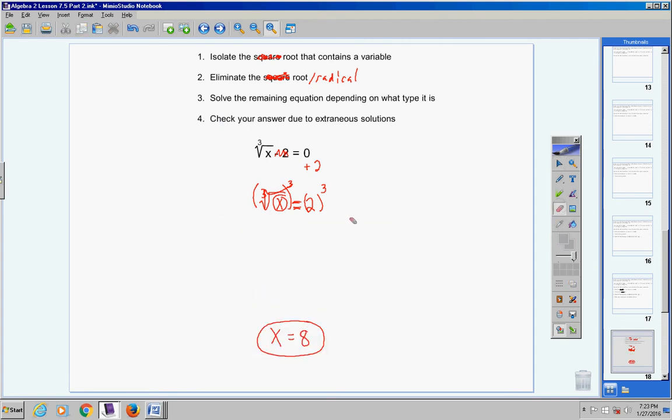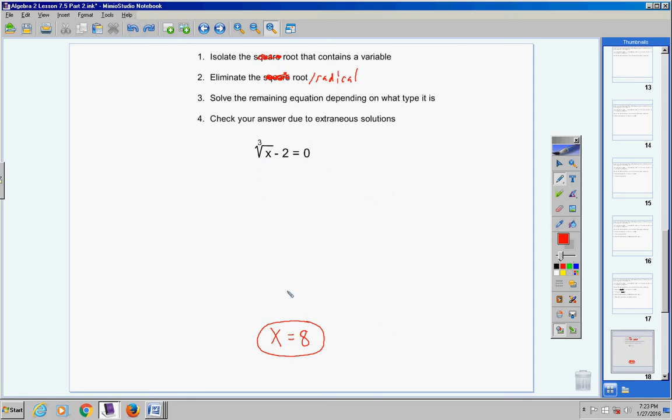In other words, if you were to check this answer and find out that 8 doesn't work, then you would cross it off and you would say, no solution. And that will happen sometimes in your homework, and maybe in your notes. I'm not sure. You have not worked those out yet. So here we go. Let's check this.